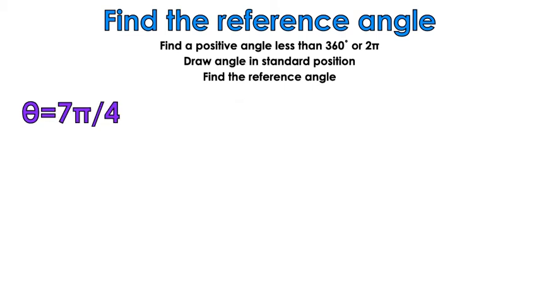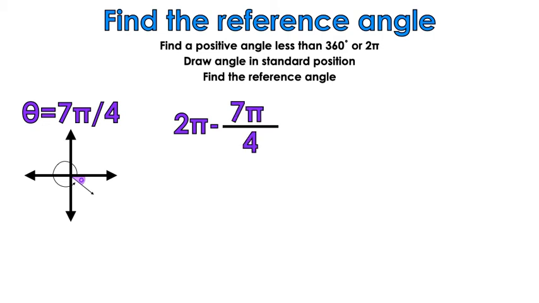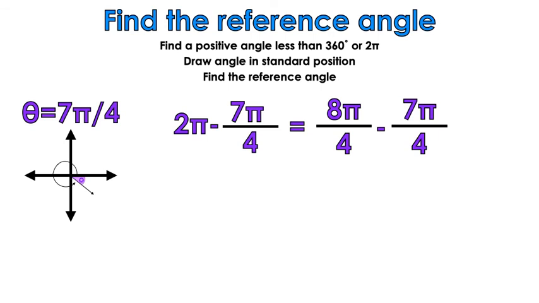Let's say you have 7 pi over 4. I need to find which quadrant it's in. Do I know what quadrant it's in just by looking at it? No. I'm probably going to change that to degrees so I can see what quadrant it's in. That's a little cheat sheet for you. Anyway, I figure out it's in quadrant 3. Quadrant 3 tells me I need to do 360 minus the angle. So we're going to do 2 pi minus 7 pi over 4. But 2 pi needs a denominator of 4. Eight pi minus seven pi is pi over four.